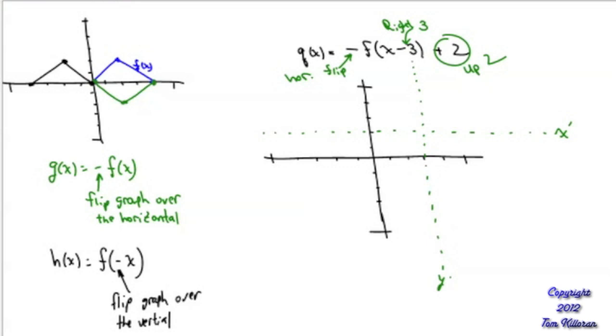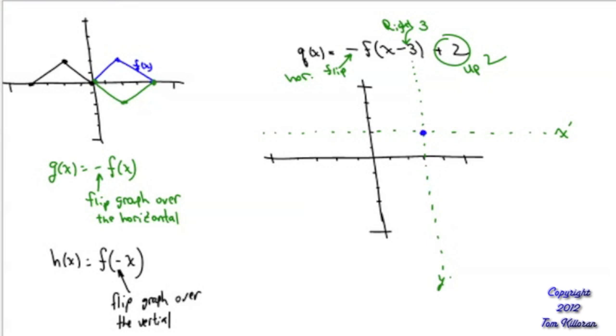Now this graph is moving 3 to the right and 2 up. So every one of the original points is going to move 3 to the right and 2 up. The 0, 0 ones are actually the nice ones, the x-intercepts. So 0, 0 is going to move to here.